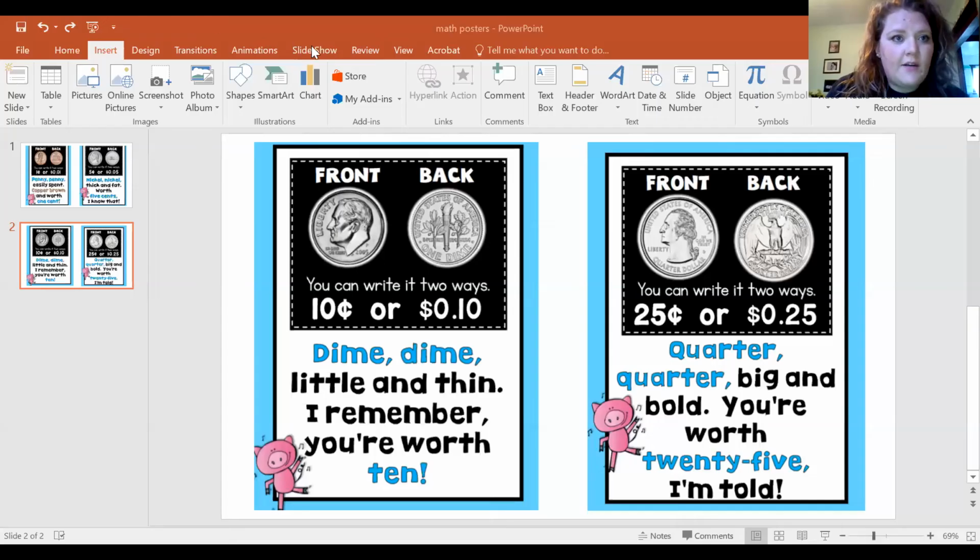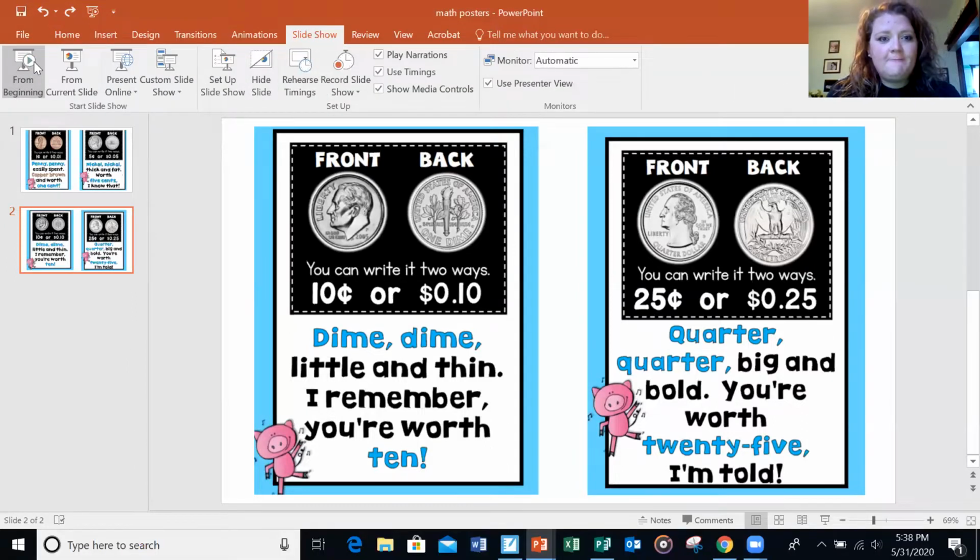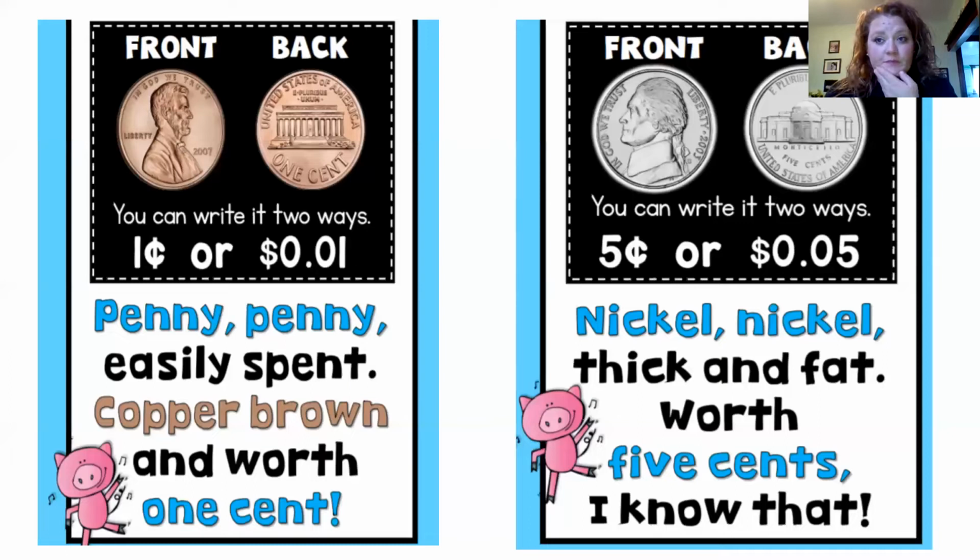So there are some posters here that would have been in our classroom, and you guys would have been able to reference them. They are little poems and posters that remind us what our coins look like and how much they're worth. So it's penny, penny, easily spent, copper brown, and worth 1 cent. So this is a penny and it's worth 1 cent.